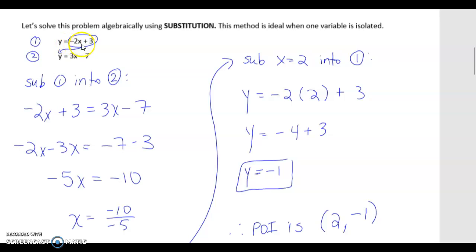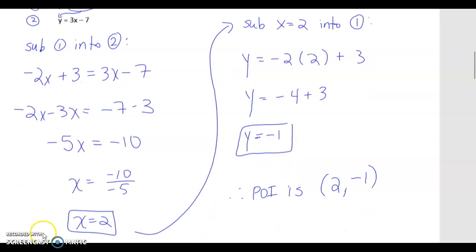So I end up with negative 2x plus 3 equals 3x minus 7. I bring my x's to one side and numbers to the other. So I end up with negative 5x equals negative 10, divide both sides by negative 5, x equals 2. So I'm going to take the solution x equals positive 2, and sub it into either equation, whichever one you pick. I'm going to sub it into equation 1: negative 2 times 2 plus 3, solve, y equals negative 1. So I get that same answer, y equals negative 1. So in fact, my graphing was pretty good.